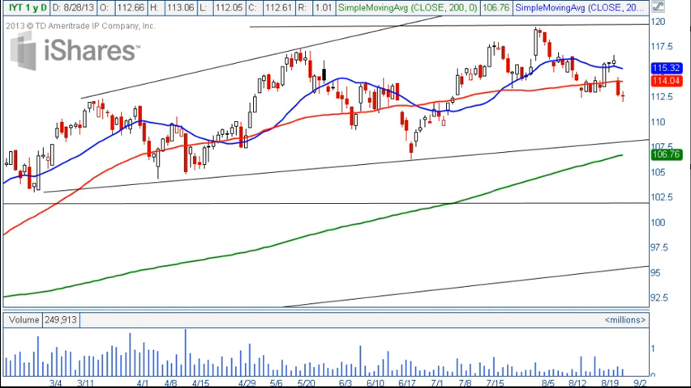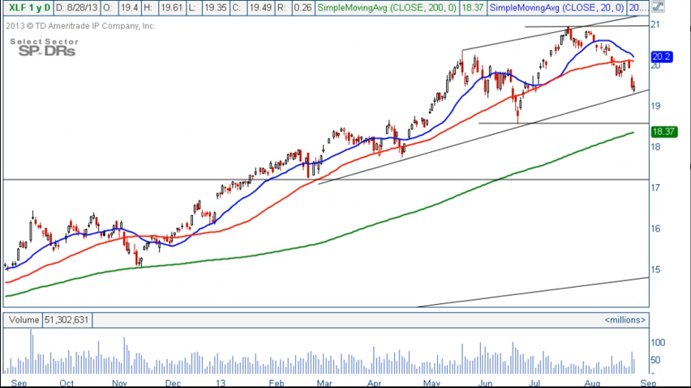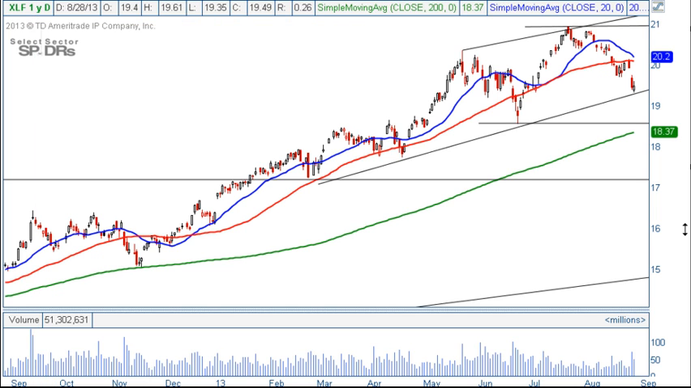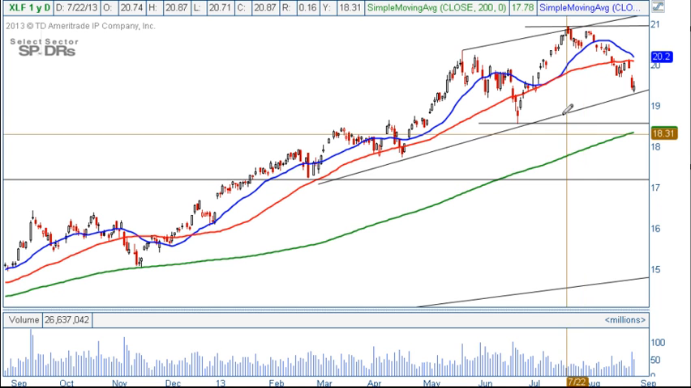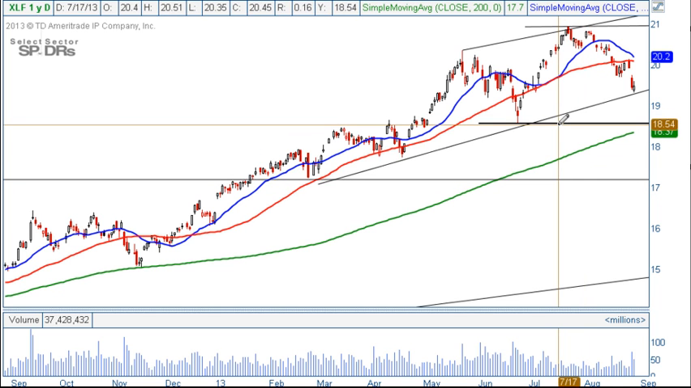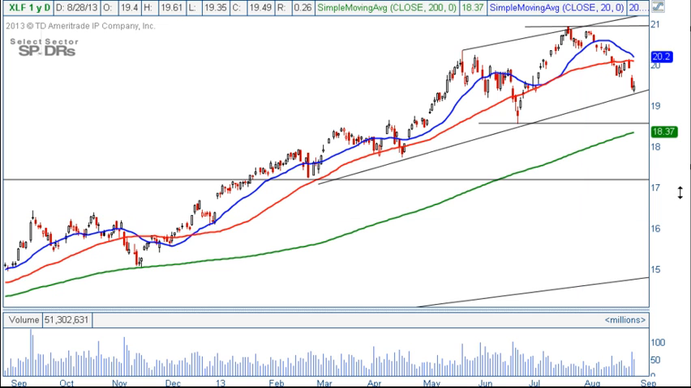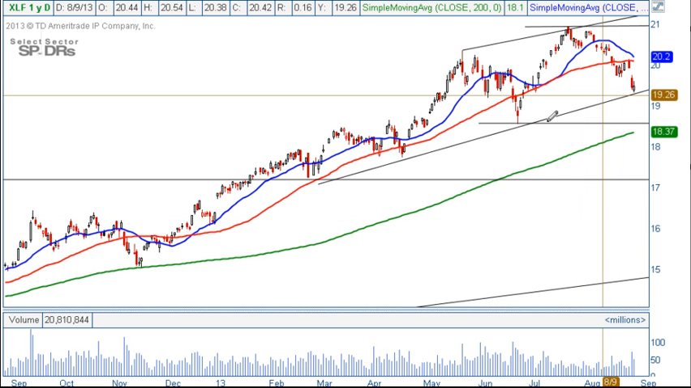Here's a look at the financials, ticker XLF. XLF yesterday closed slightly higher, but it's trading to the bottom of that channel, going to the upside. A break of that channel is going to target this support level right around 18, we'll just call it 1855. That's going to be the target level if this rising trend line breaks to the downside.